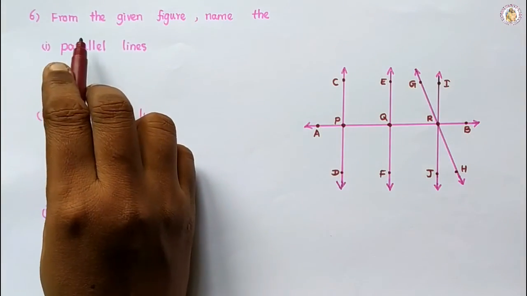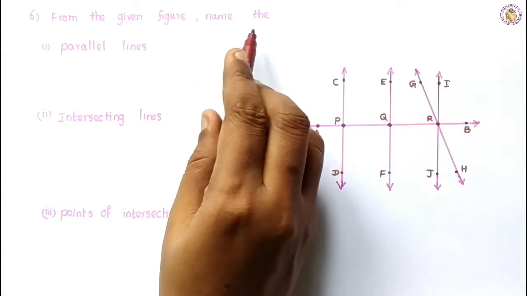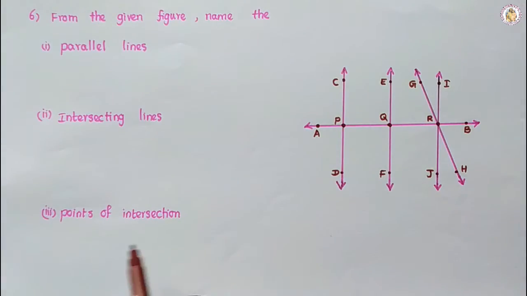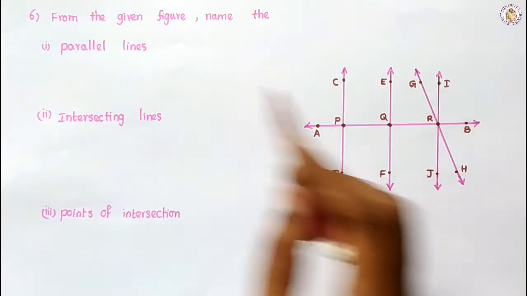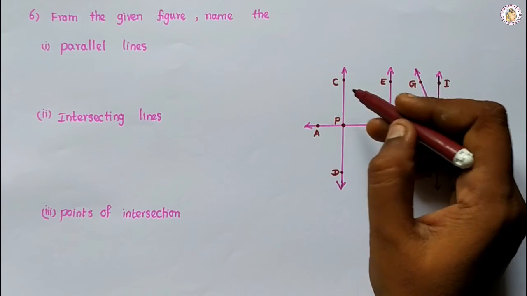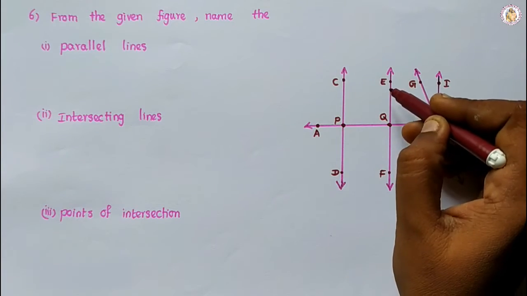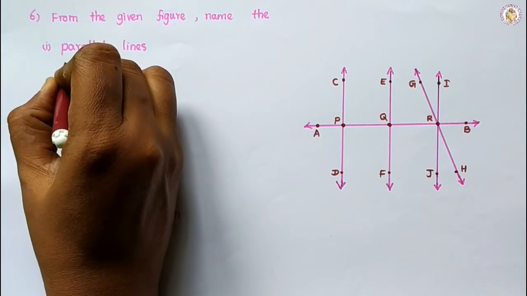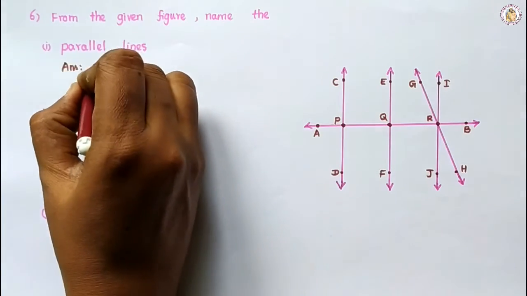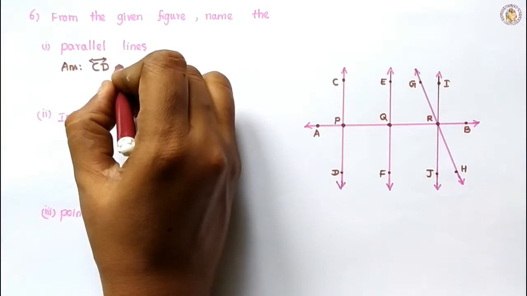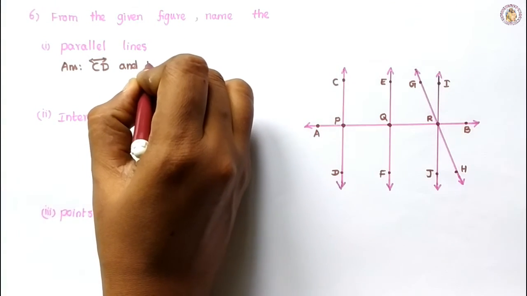Sixth sum. From the given figure, name the parallel lines, intersecting lines, point of intersection. Listen, parallel lines. Which are the parallel lines here? See, CD and EF are the parallel lines first. So answer CD and EF.